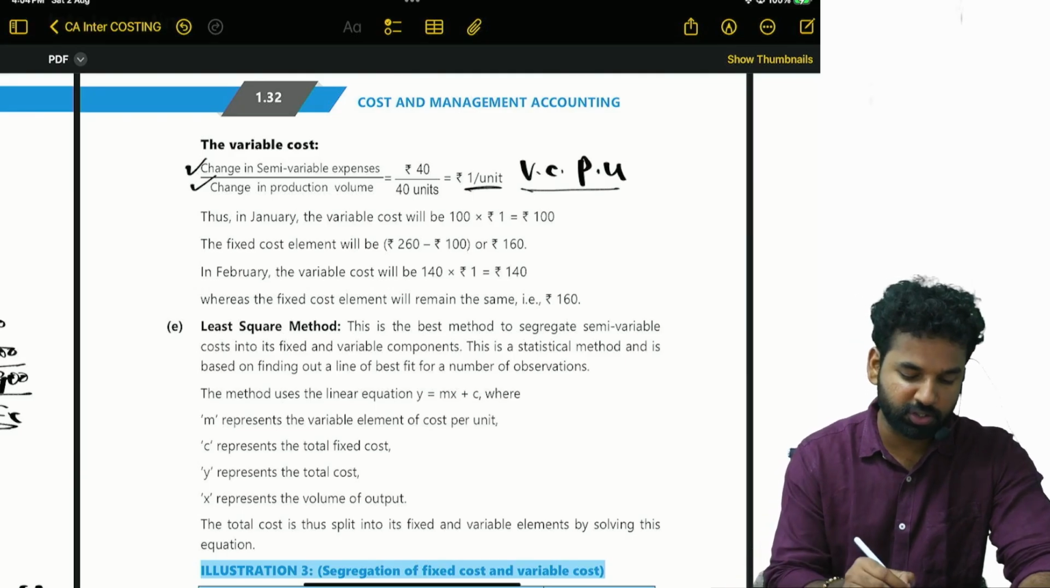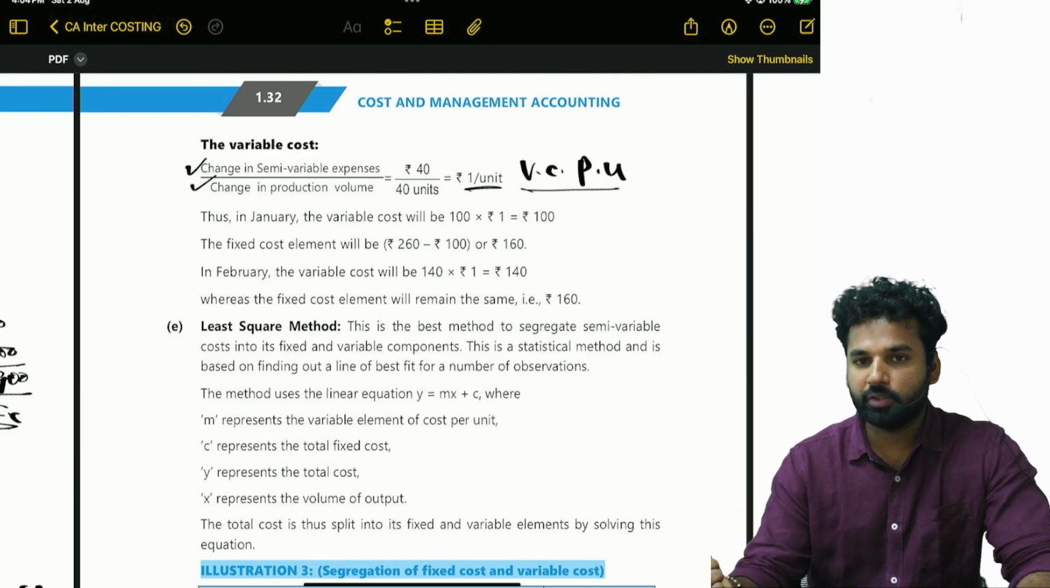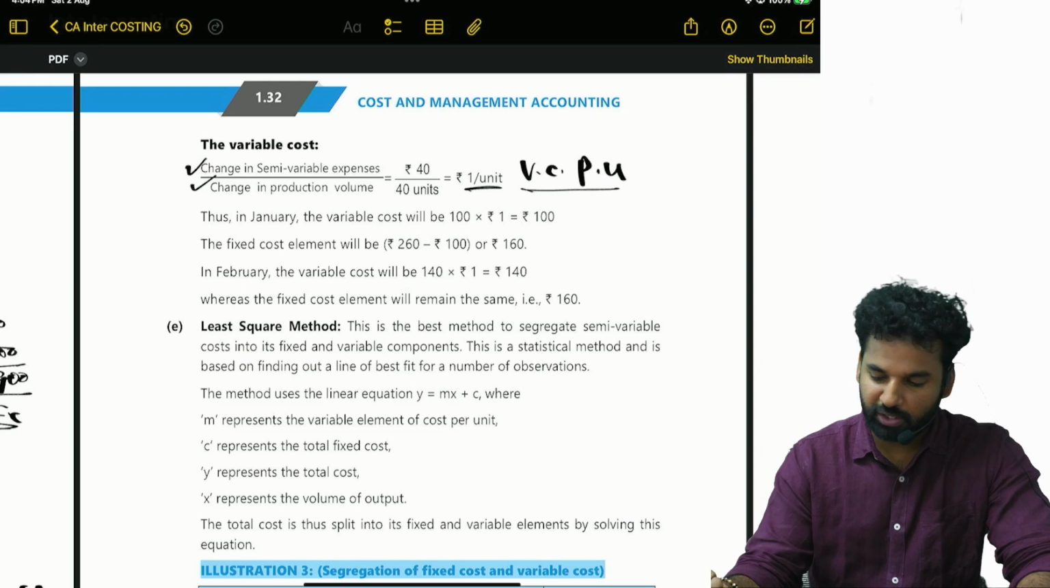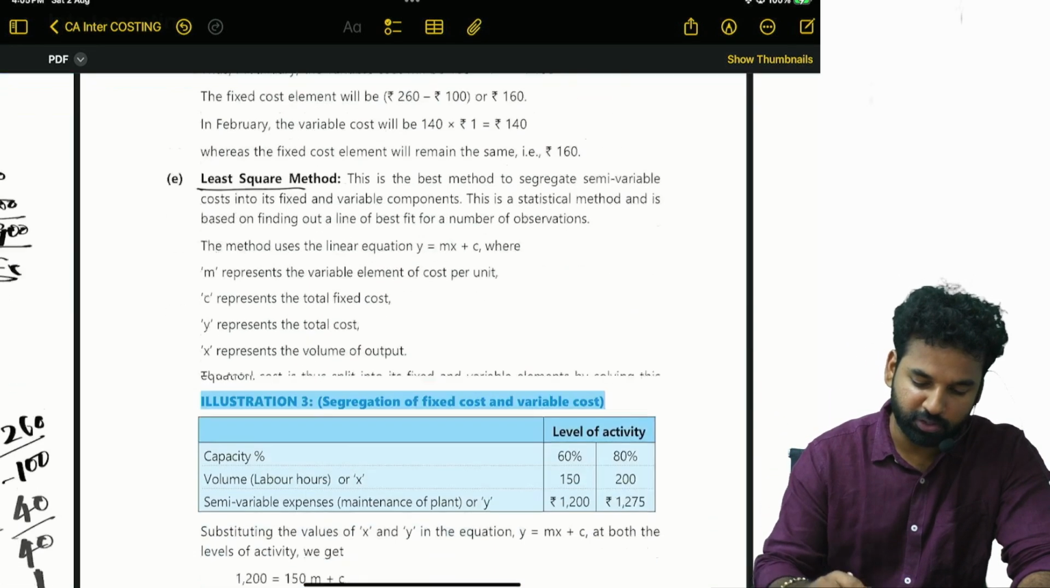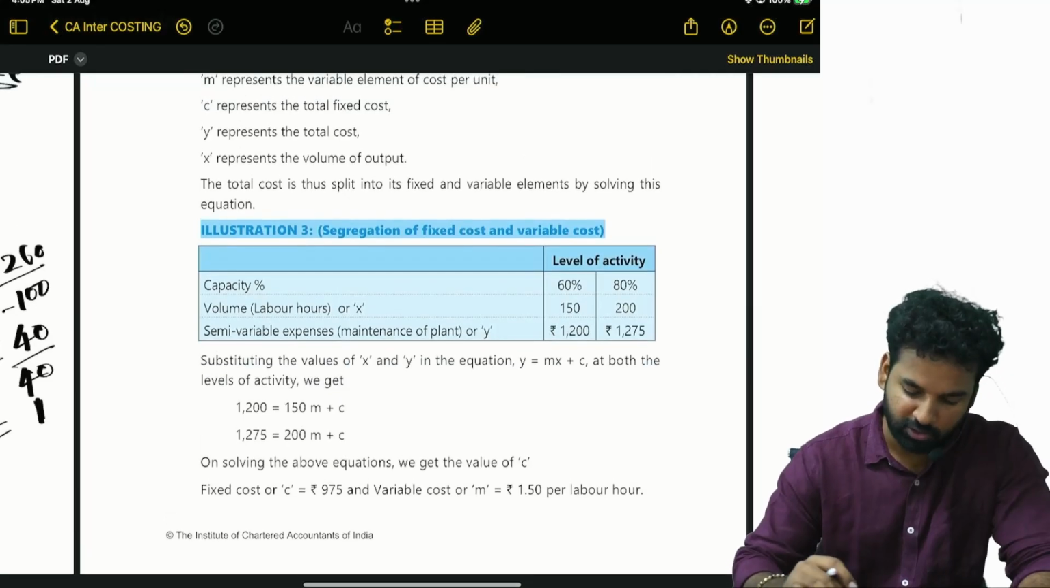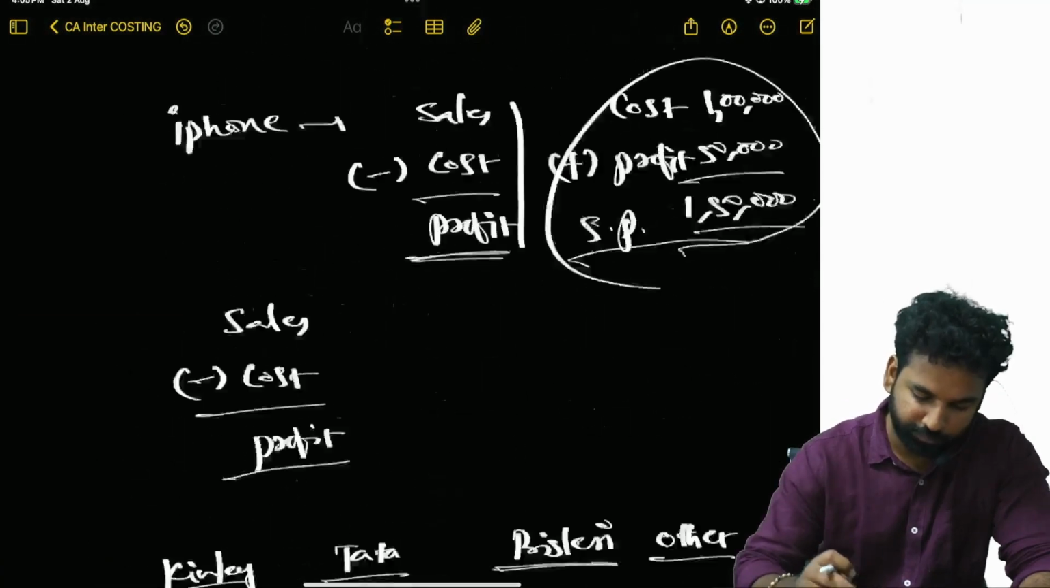The last method is the least square method. Here there is a small mathematical equation, and it is also a very simple equation. So you can see.